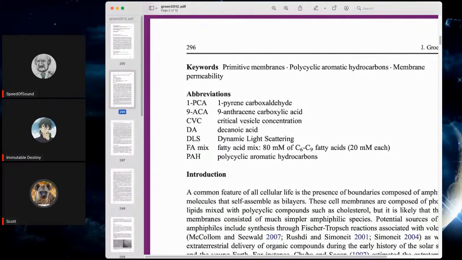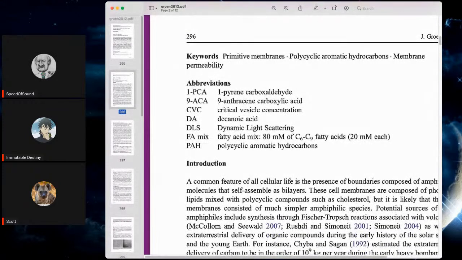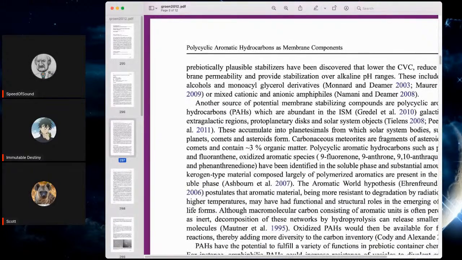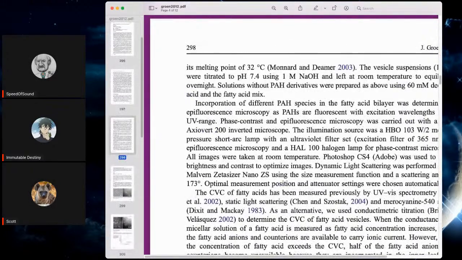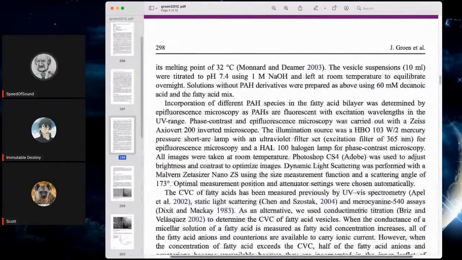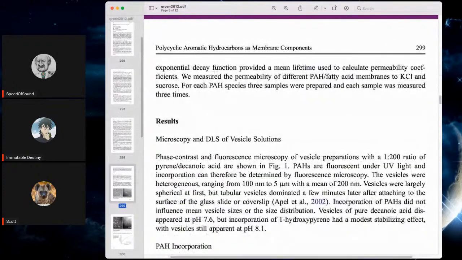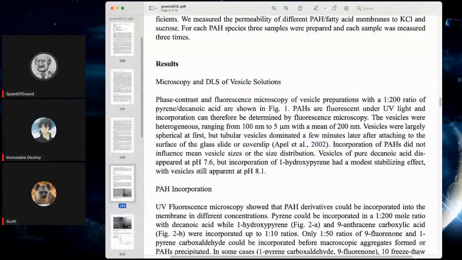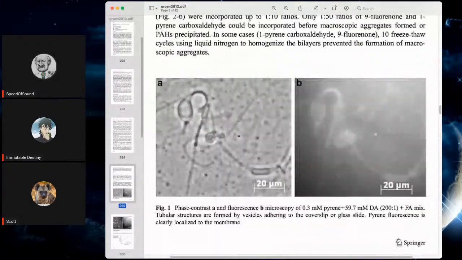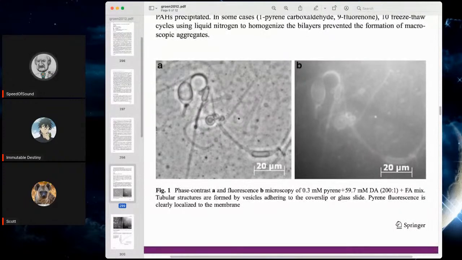It's only 12 pages. Yeah, you see all of this stuff that they call a problem, because all these different compounds form, are all solutions, not problems. So, yeah, I don't know. What do we got here? Microscopy and DLS of vesicle solutions. So they've actually done some experimental work with some of this stuff and looked at these.